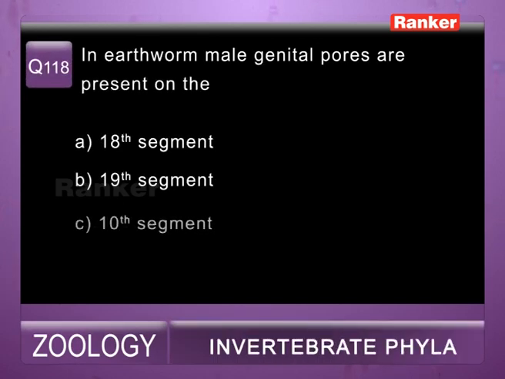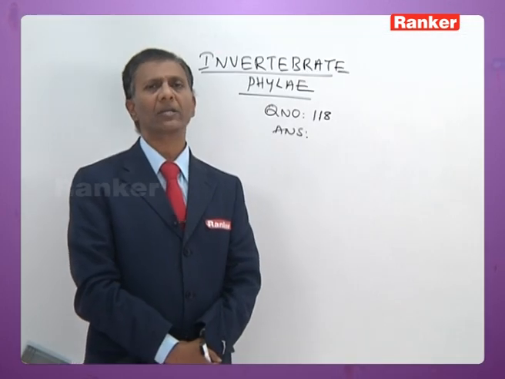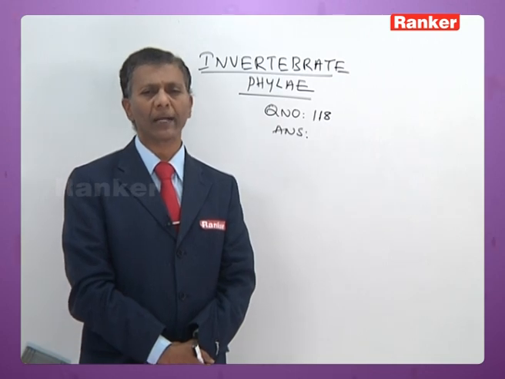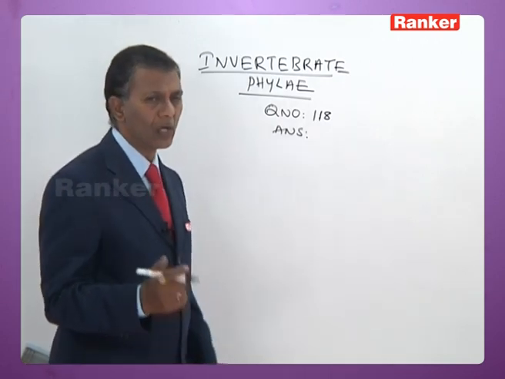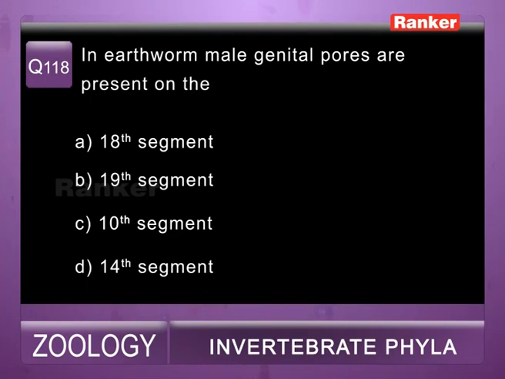Question number 118. In earthworm, male genital pores are present on A. 18 segment, B. 19 segment, C. 10th segment, D. 14 segment. Just now we made a mention here now. Earthworm has got a pair of male genital pores on 18th segment. So 118th question, correct answer is A.